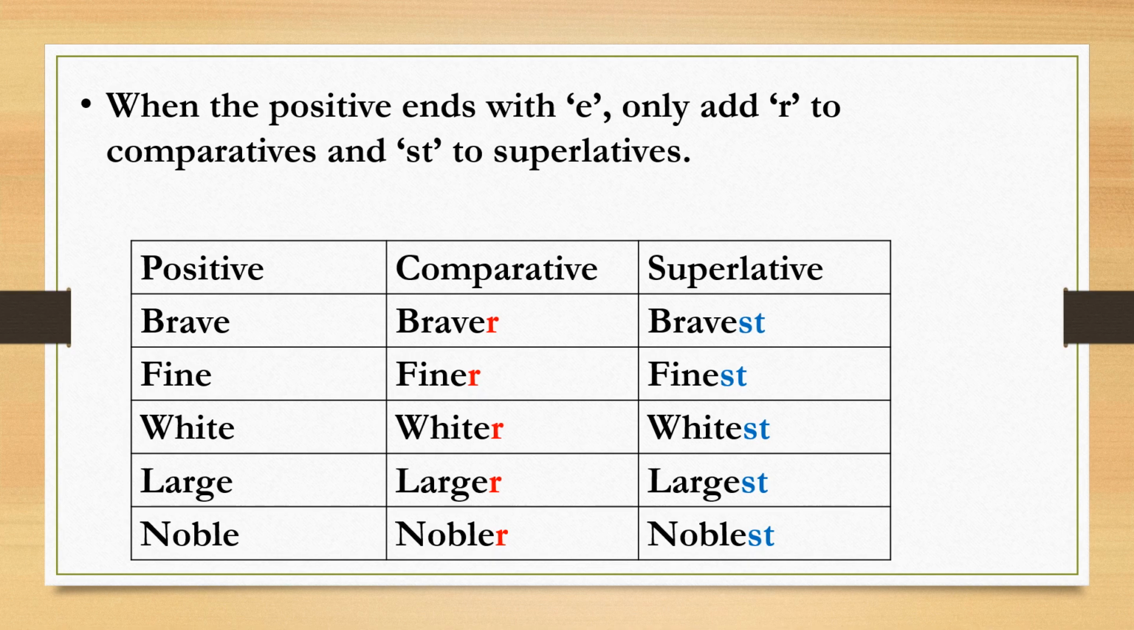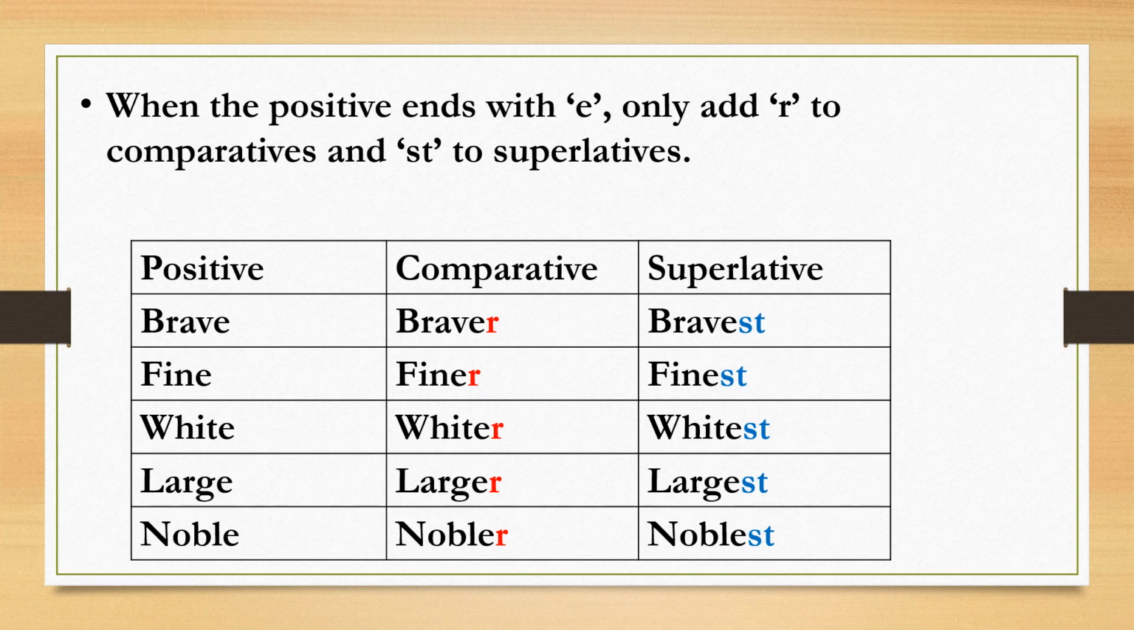We have the word brave in the positive degree. This word ends with the letter E. To form the word's comparative degree, we simply add an R to the word brave. So our word in the comparative degree becomes braver. Now, in the superlative degree, we simply add st to the word brave. So our word becomes bravest.